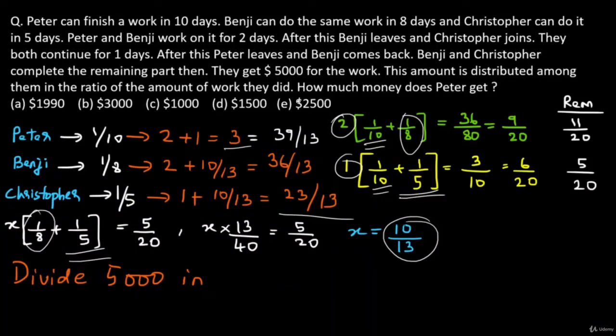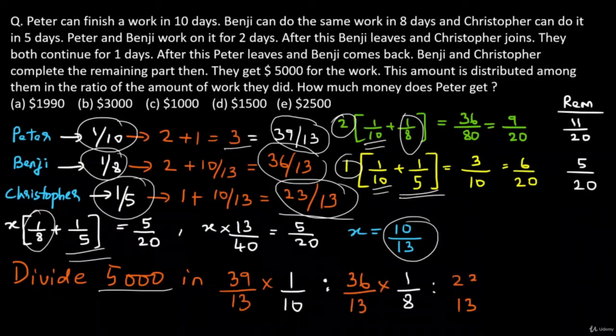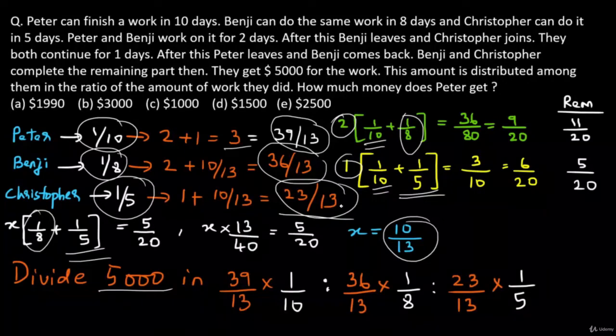So Peter has worked for 39 by 13 days, and in one day he completes 1 by 10 of the work, right? Similarly, Benji has worked for 36 by 13 days, and in one day he completes 1 by 8 of the work. Christopher has worked for 23 by 13 days, and in one day he completes 1 by 5 of the work. So we need to divide 5,000 in the ratio 39 by 13 into 1 by 10 is to 36 by 13 into 1 by 8 is to 23 by 13 into 1 by 5.